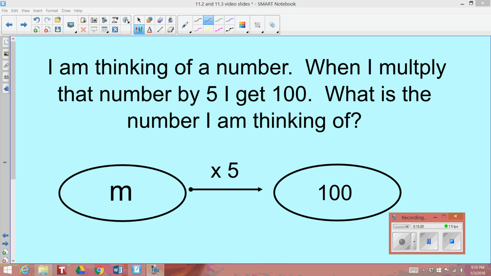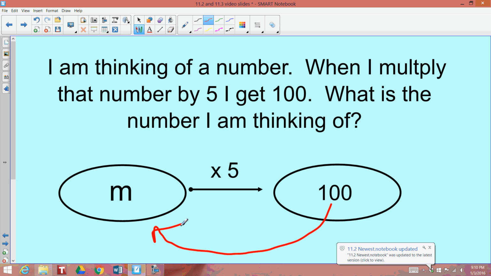Here's another one. I'm thinking of a number. When I multiply the number by 5, I get 100. What is the number I'm thinking of? Well, I know all of you in a split second thought to say, well, if you do 100 divided by 5, you'll get m. And that's exactly correct. We're doing the opposite or inverse of the math that is going on here. So some number times 5 is 100. Well, 100 divided by 5 is going to give us m. And we all know 100 divided by 5 is 20.